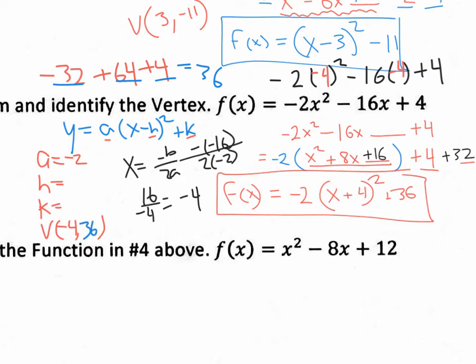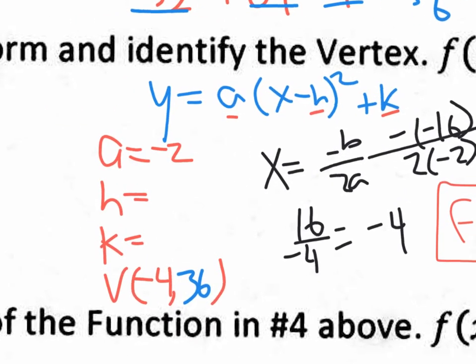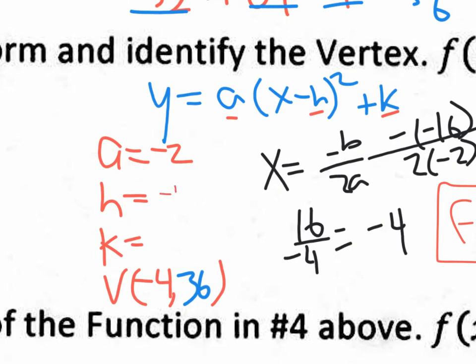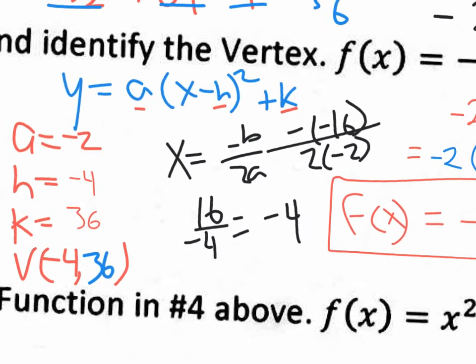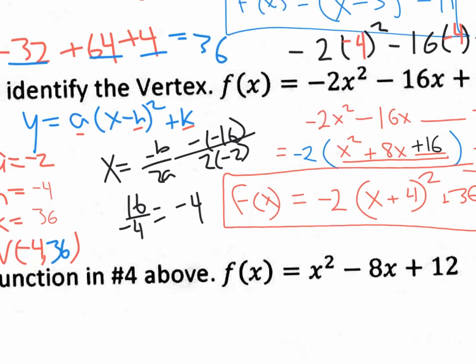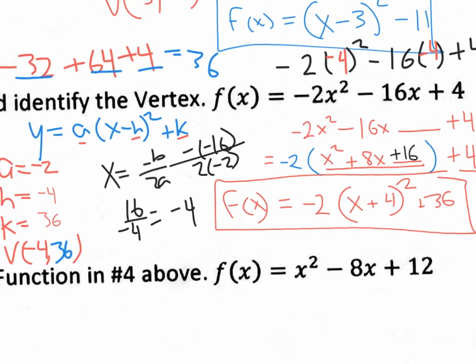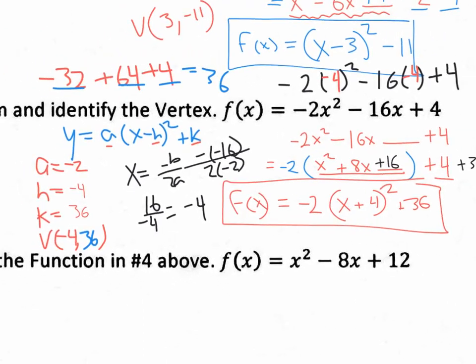So now that I know my vertex, I really know my h and k value. So I actually have my h value of negative 4, my k value of 36, and now that I know my a, my h, and my k, I could plug it all into the vertex form, and I would get the same exact answer as the answer I got over there by completing the square. Does that make sense?